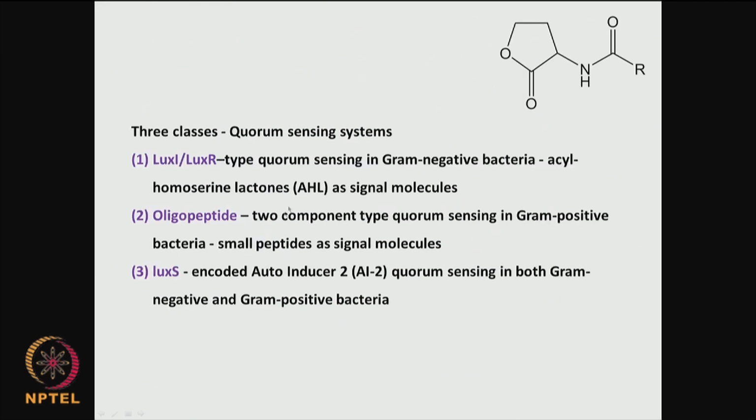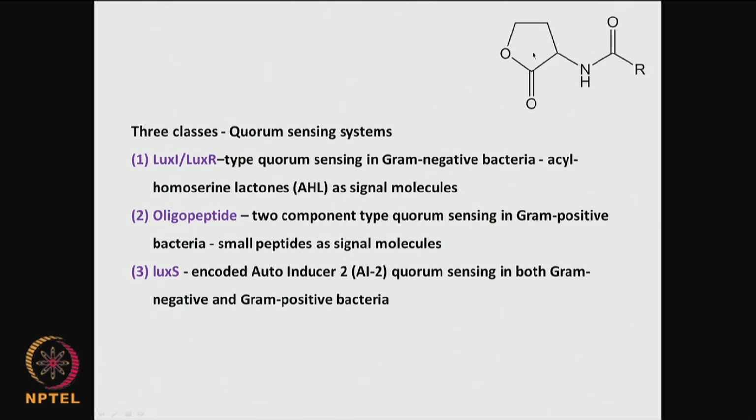So, three classes of quorum sensing systems have been reported actually. The first one is related to gram negative bacteria. There are two proteins, Lux I and Lux R. These are the quorum sensing proteins in gram negative bacteria, and the quorum sensing signaling molecule is called acyl homoserine lactone. This is the structure of these acyl homoserine lactones. There are a lot of these types of functional groups. This lactone ring is there and there could be longer chains, so you can have hydrophobic molecules or very short hydrophilic ones. These are all called signaling molecules, and these are produced by the gram negative bacteria.